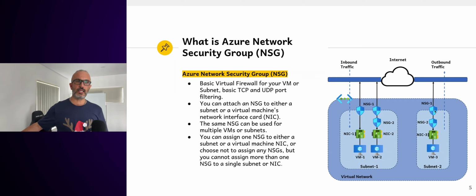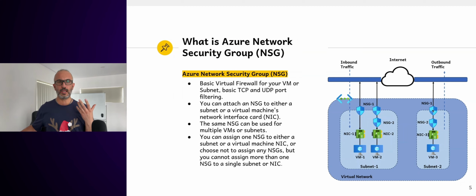In this case, we are also using a network security group for subnet 2, and that would also apply to resources within subnet 2, which in this case is just VM3. The other resource that you could associate your network security group with is the network interface card of a virtual machine.